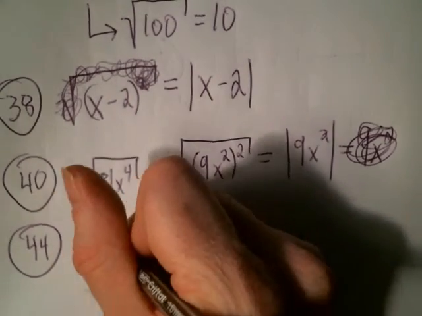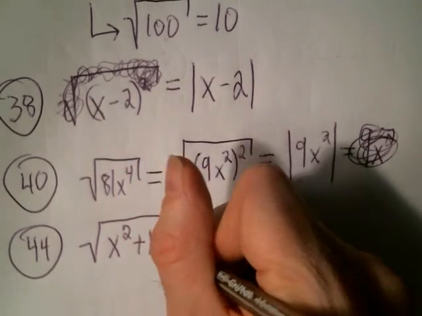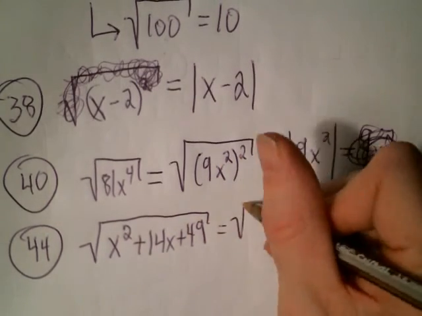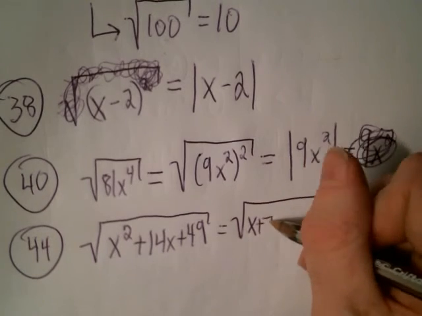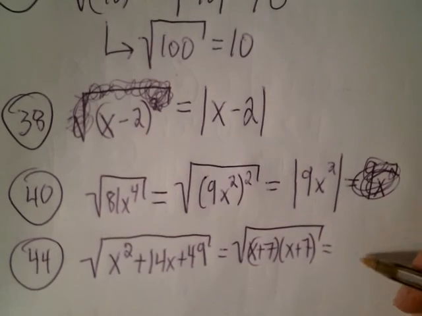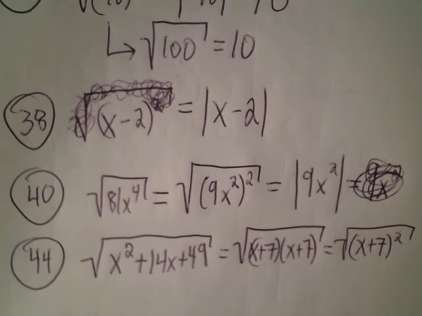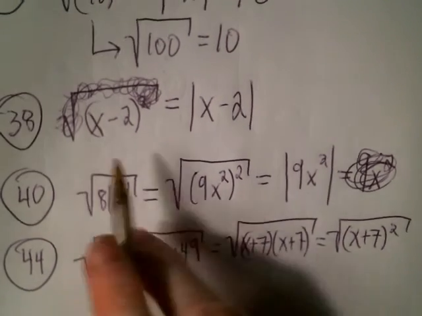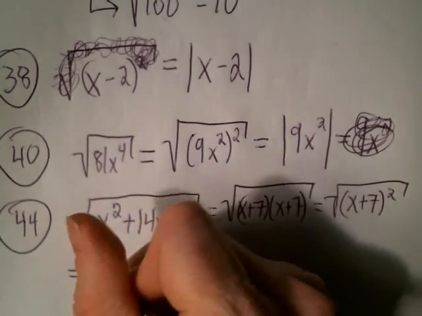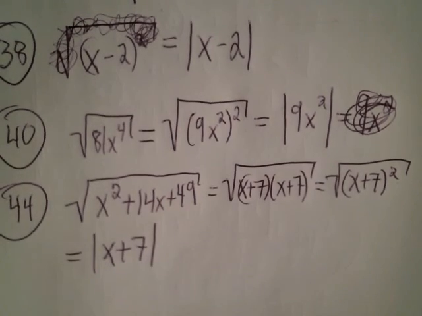Let's look at one more, and then we'll look at cube roots. We have the square root of x squared plus 14x plus 49. Okay. So I could rewrite that as x plus 7 times x plus 7. And of course, that's the square root of x plus 7 squared. And then just like in 38, the square root and the square go away, but you have to use absolute values because of the variable. And we don't really know what's in there.